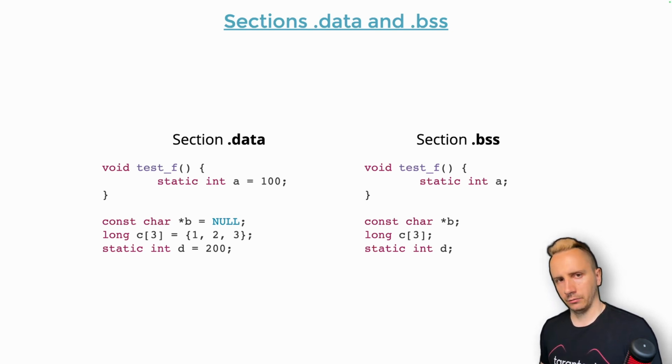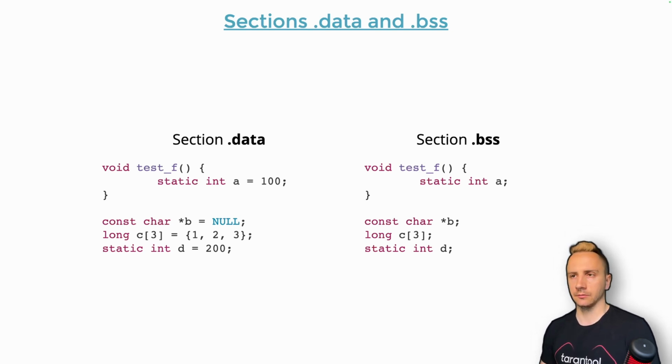And when you declare those variables with an initial value, like a equals 100, b equals null, c equals 123, d equals 200, they will be stored in the data section together with their initial values. And when the process gets started, the data section will be copied from the executable file, and then you can change those variables in memory and so on. When the global variables do not have an initial value, they will end up in the BSS section.